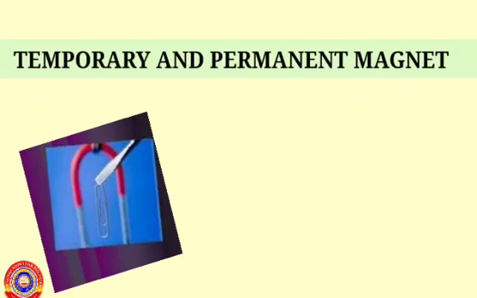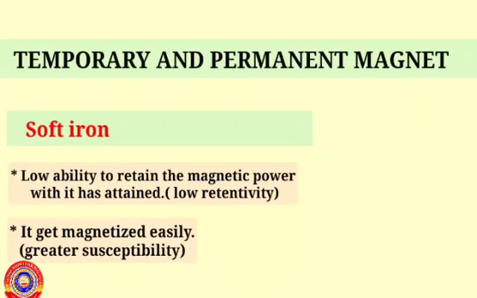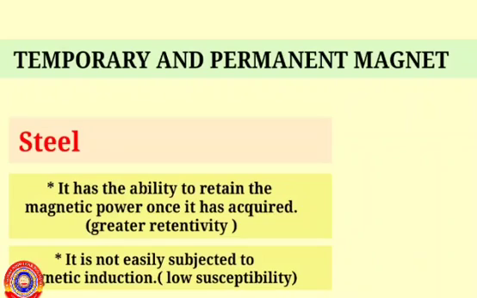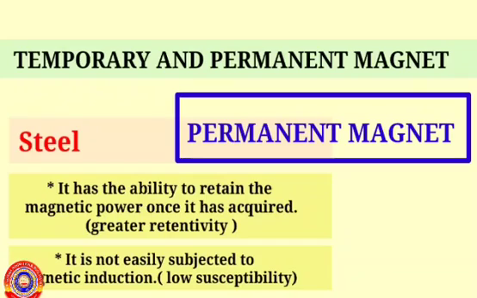On the basis of this, which one is suitable for temporary magnet and which one is suitable for permanent magnet? Soft iron gets magnetized easily, so it is suitable for making temporary magnet. And steel retains the magnetic power once it has gained. That is, it has greater retentivity, so it is suitable for permanent magnet.